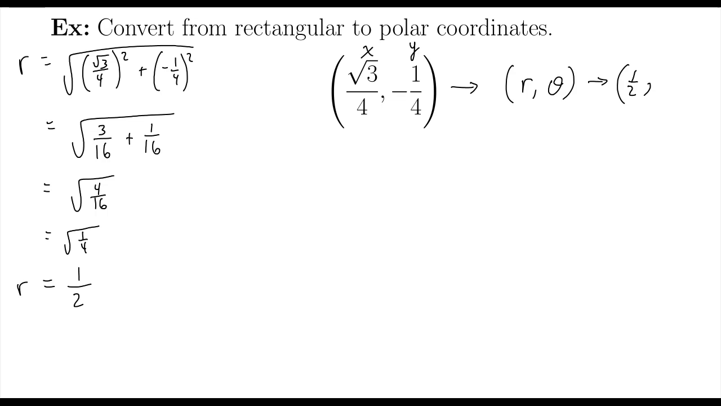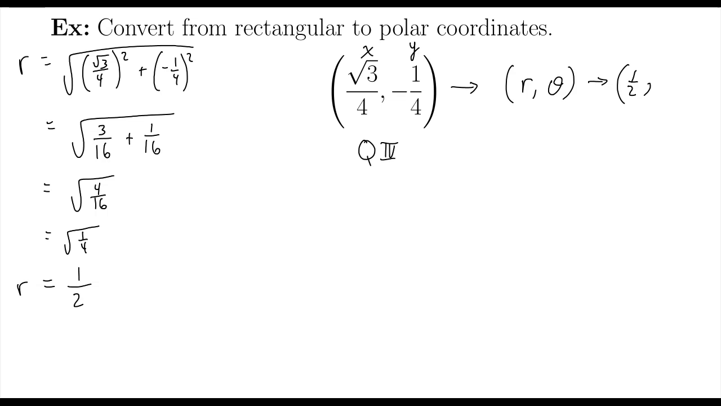Now to find the angle. Okay, the angle. So remember, let's note what quadrant this point is in. Okay, you have a positive x and a negative y. Think about the xy plane. X is positive and y is negative in quadrant 4. Okay, quadrant 4. So whatever angle I find, I need it to be in quadrant 4. Let me write this so I don't forget.